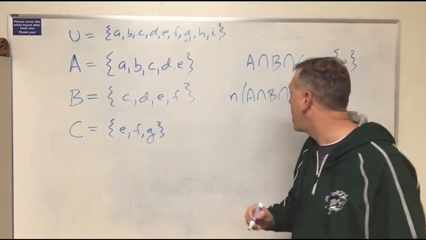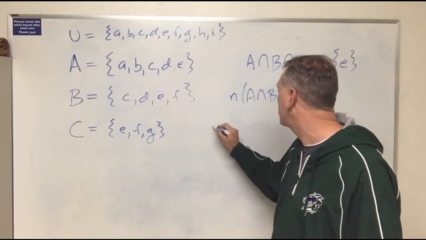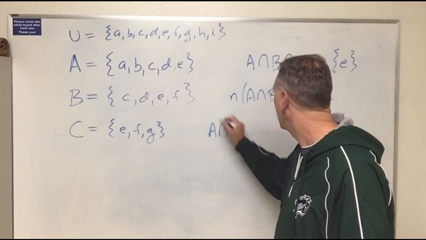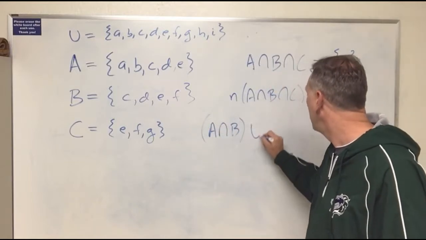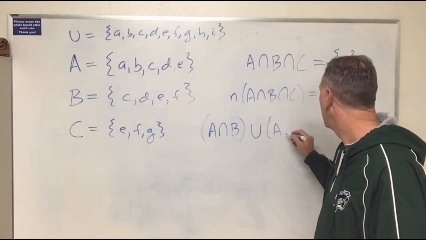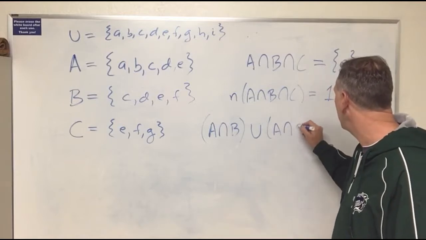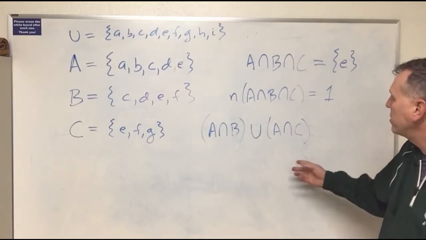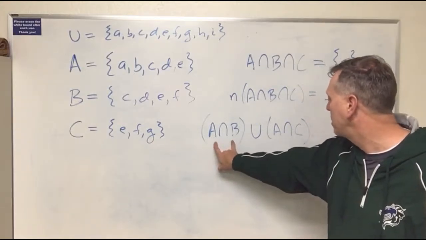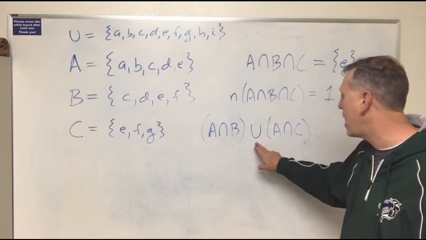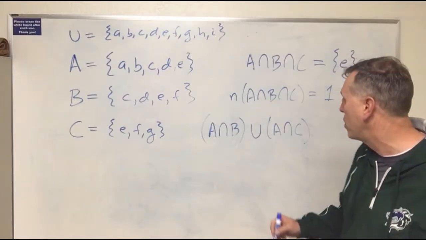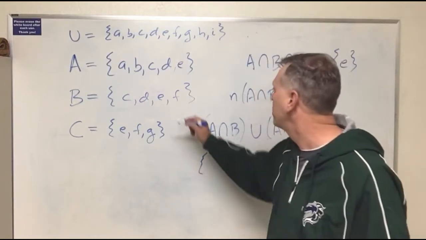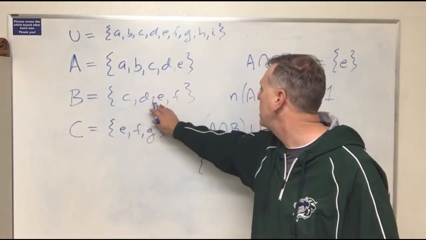Now these can get even more complicated though. We could ask, what is the intersection of A and B union A and C? So now we have a compound sentence. What we want to do is find this set and that set, and then ask the union question, the OR question. So A intersect B, we did that earlier. A intersect B is C, D, and E.